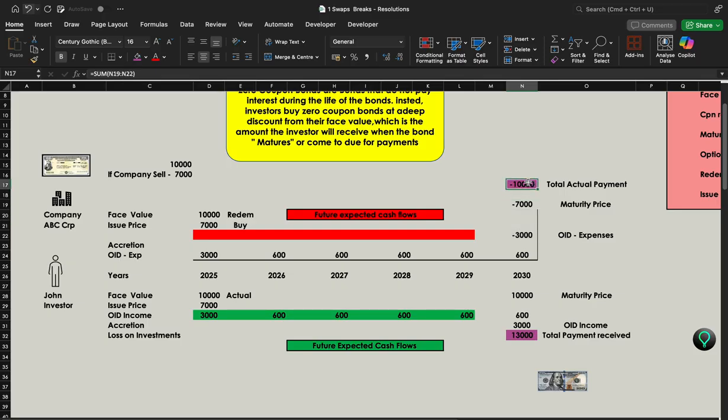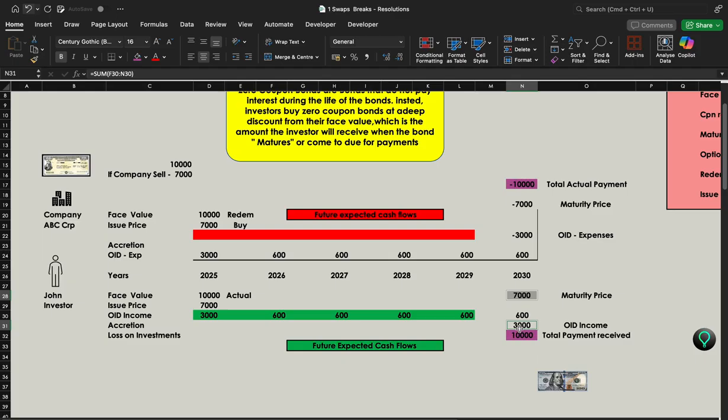So total 10,000 the company will pay, and the investor will receive the same. How much? The 7,000 which was invested, at the time of maturity. So this 7,000 plus OID fees, so total 10,000 basically the investor will receive.